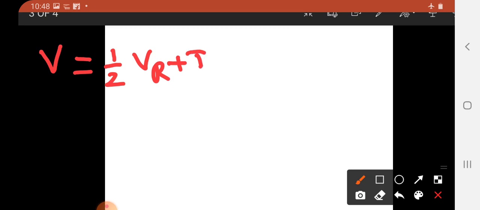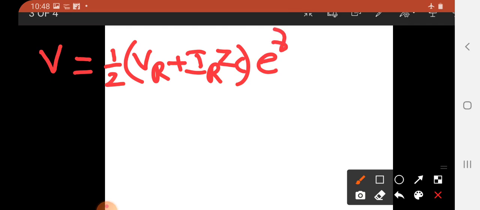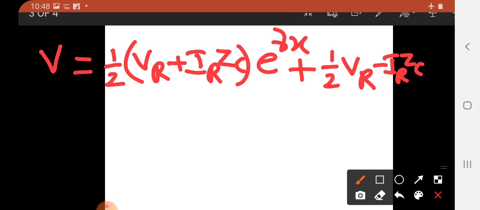So hence, from equation 4, V is equal to A1, which is 1 by 2 into VR plus IR into ZC, e power gamma x, where gamma is the propagation constant, which is square root of yz, plus A2, 1 by 2 into VR minus IR into ZC, e power minus gamma x. This is the equation for V.